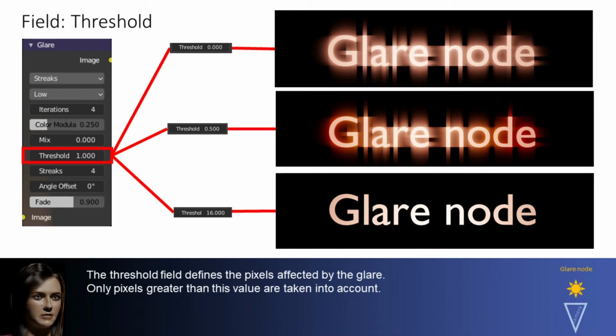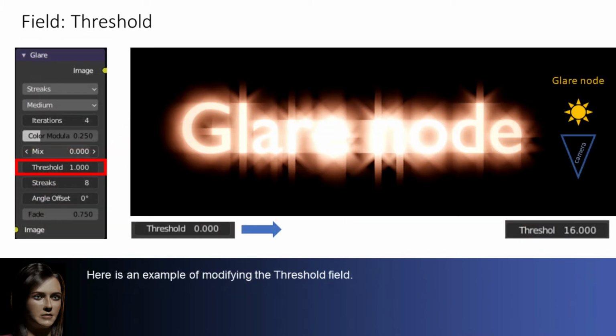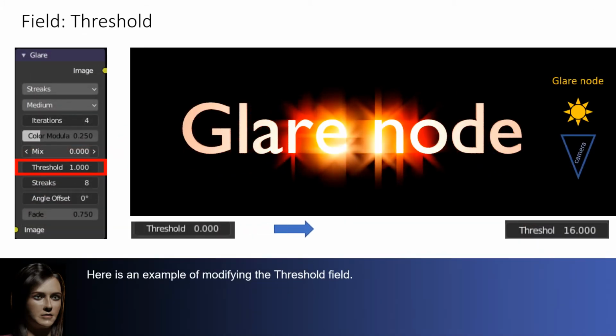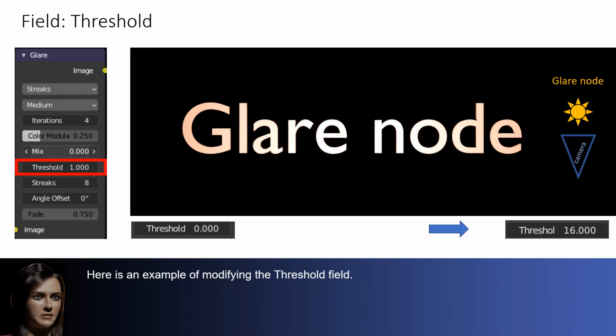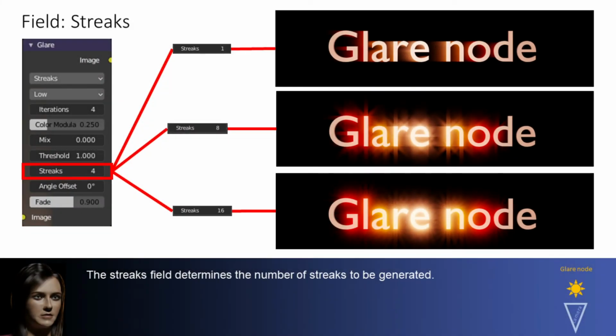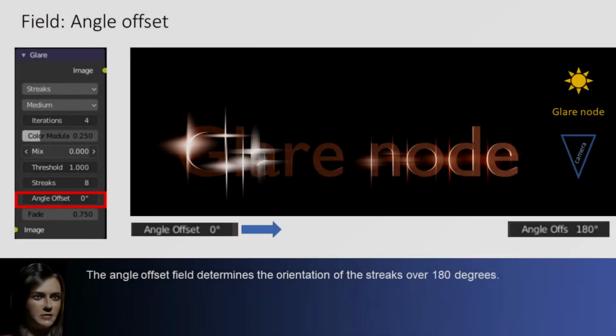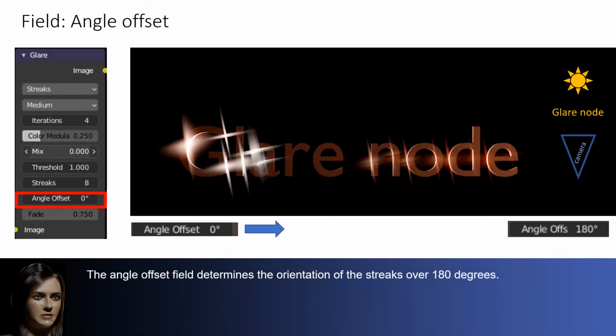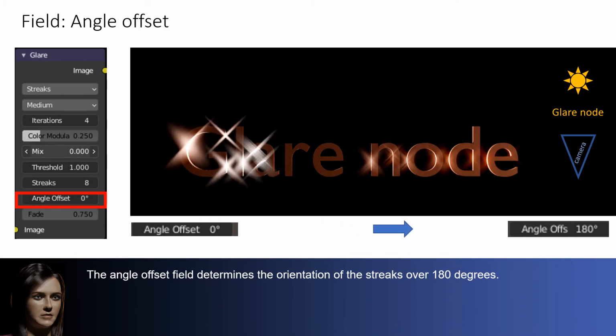The threshold field defines the pixels affected by the glare. Only pixels greater than this value are taken into account. Here is an example of modifying the threshold field. The streaks field determines the number of streaks to be generated. The angle offset field determines the orientation of the streaks over 180 degrees.